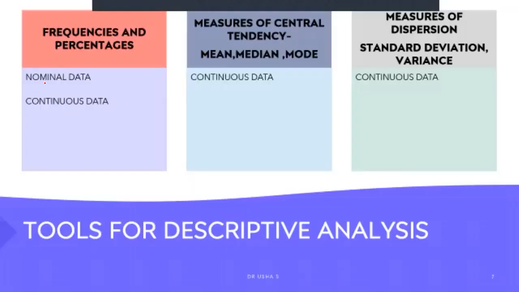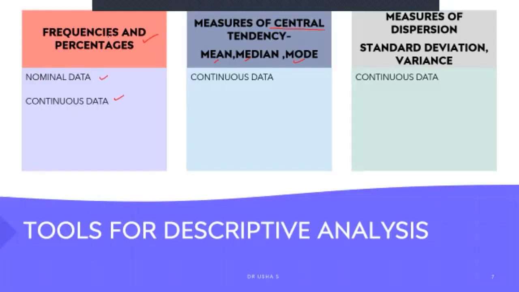Now, what are the tools that are used for descriptive analysis? You have frequencies and percentages. These are most commonly used, and frequencies and percentages can be used both for nominal data and continuous data. Then you have what's called as the measures of central tendency. Measures of central tendency means what is the data that is central or the middle value or represents the entire data set. The tools that are there are mean, median, and mode.